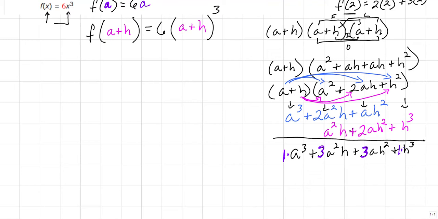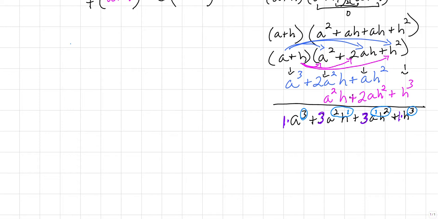You'll also notice that the sum of the exponents in each individual term is 3. This is 3. Remember, this is h to the first, so that will add to 3. This is a to the first, which will add to 3. And then this is 3. Using Pascal's triangle and using what we've just talked about, which Pascal's triangle looks like this.